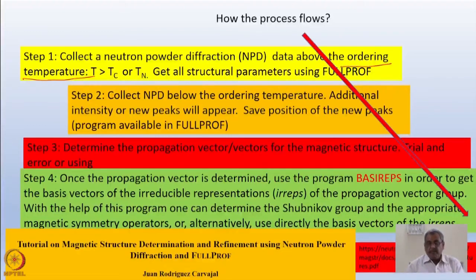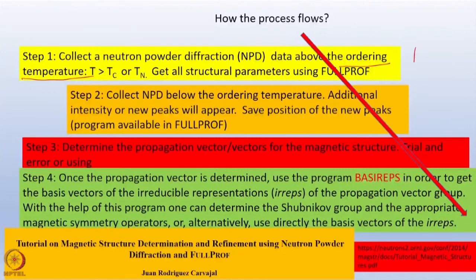So with this mention, after collecting the data above the magnetic transition, now we cool the sample and collect again neutron powder data below the ordering temperature. That means when the sample is magnetically ordered. If the magnetic order is commensurate with the crystallographic structure, like ferromagnetic, then we will have additional intensity at the ferromagnetic peaks. So if there is a ferromagnetic peak above the ordering temperature, I will show you, there will be added intensities because of the magnetic order.